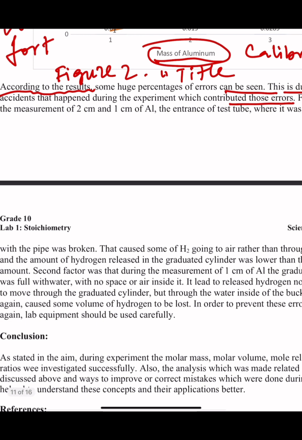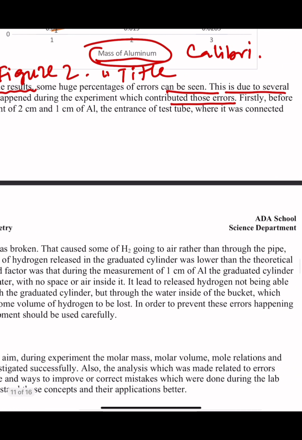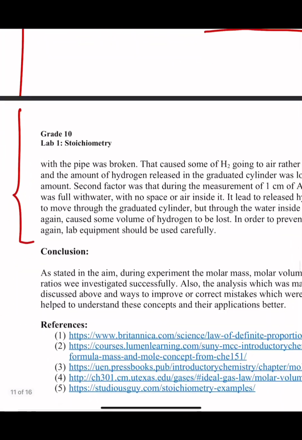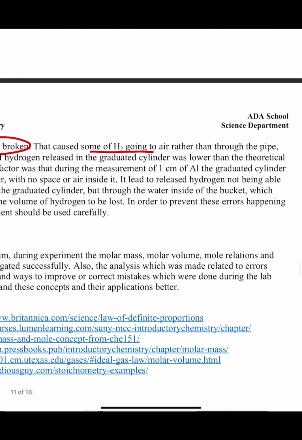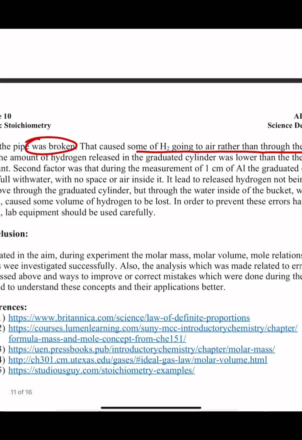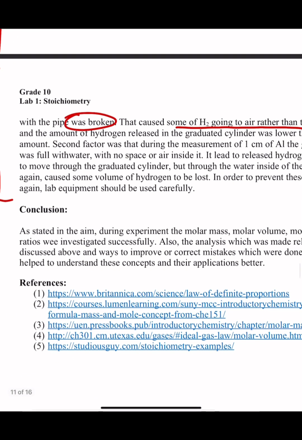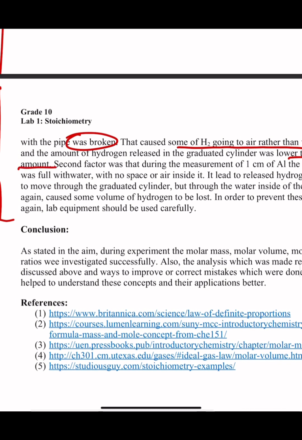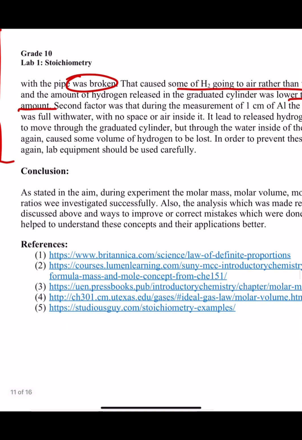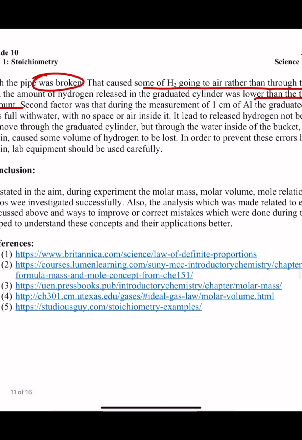Firstly, before the measurement of 2 centimeter and 1 centimeter of aluminum, the entrance of the test tube, which was connected with the pipe, was broken. So there was an accident in the lab that caused some of the H2 to go into the air rather than through the pipe, and the amount of hydrogen released in the graduated cylinder was lower than the theoretical amount. Okay, so there was a problem with the equipment, so that's why they have written it.